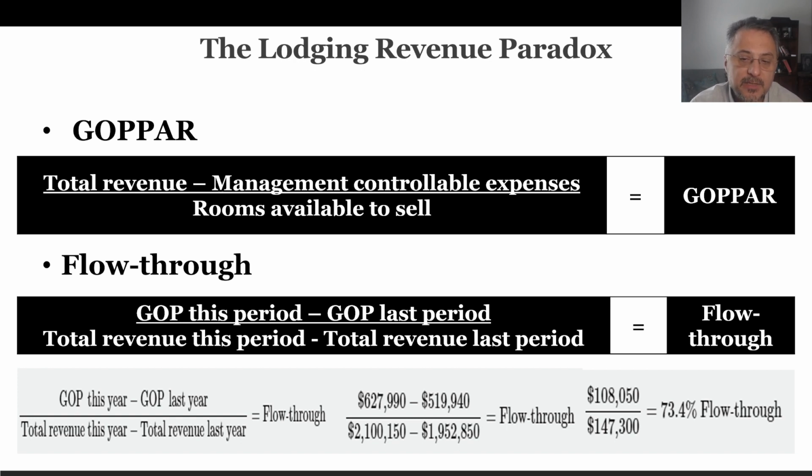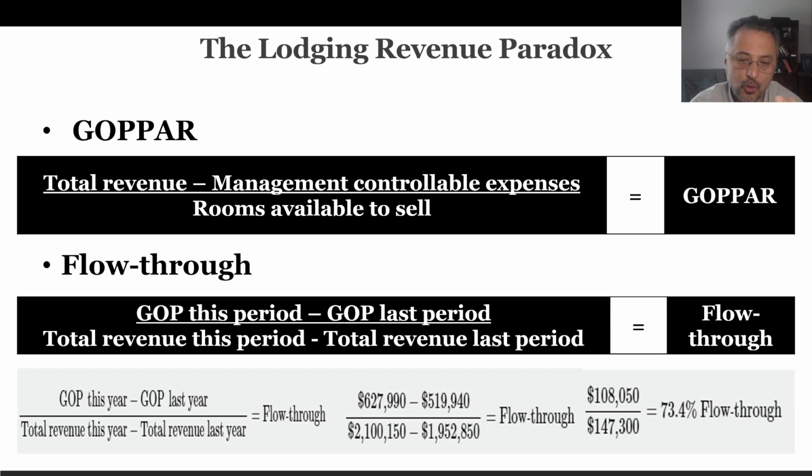In this example, the difference in gross operating profit divided by the difference in revenue gives the flow through. Like, for example, you take the new gross operating profit minus, let's say, last season's gross operating profit, divided by the same thing using the revenues. In this example, it gives us 73.4% flow through.